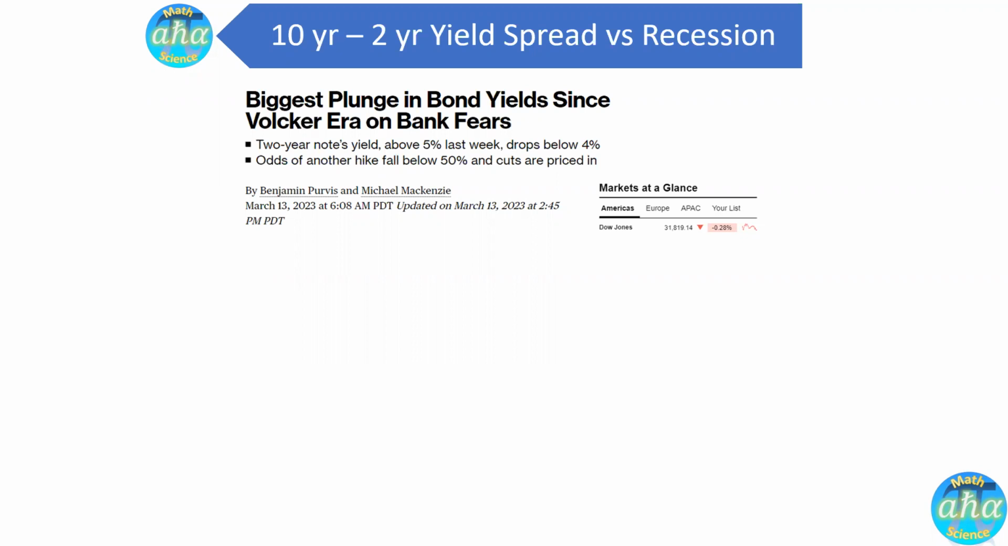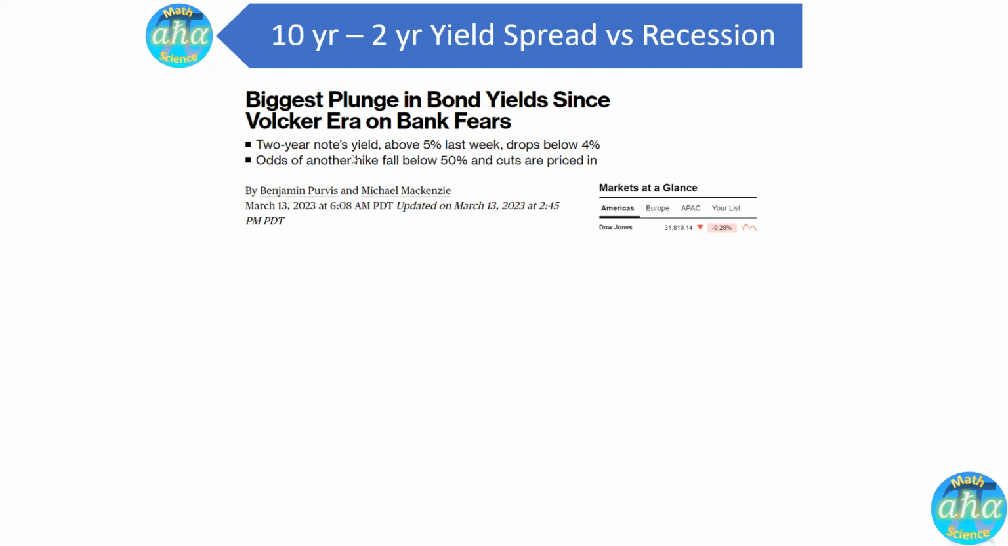These past few days, the headline news is all about the failure of Silicon Valley Bank and the associated volatility in the markets. That volatility is not just in the stock market, it's also reflected in the bond market. And actually, the headline news of March 13 reads that the biggest plunge in bond yields since the Volcker era on bank fears.